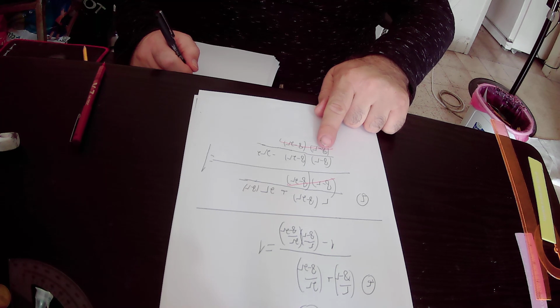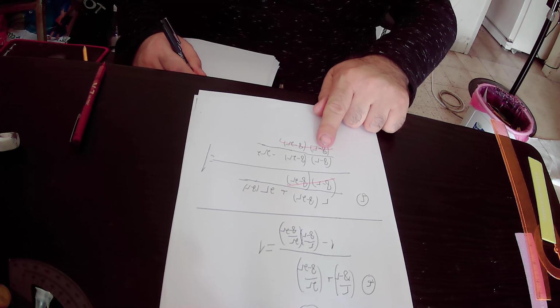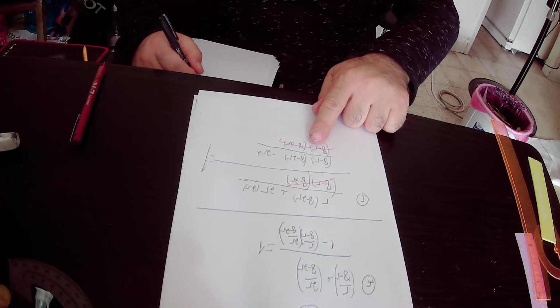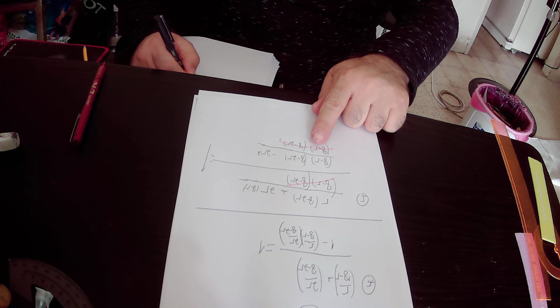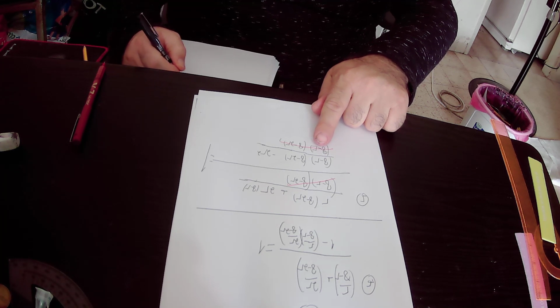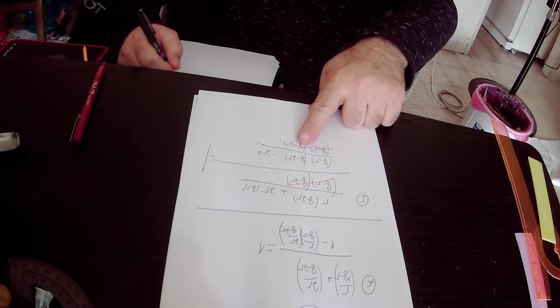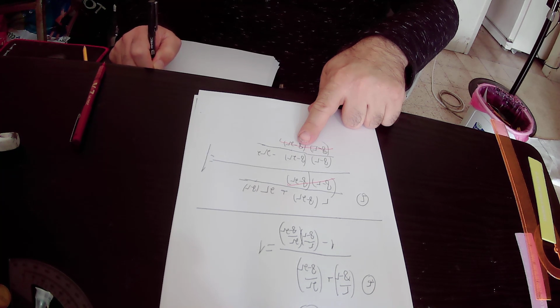we will open these brackets. 8 times 8 is 64. 8 times minus 2r is minus 16r. Minus r times 8 is minus 8r. And minus r times minus 2r is 2r squared. Minus 2r squared equals to 1.